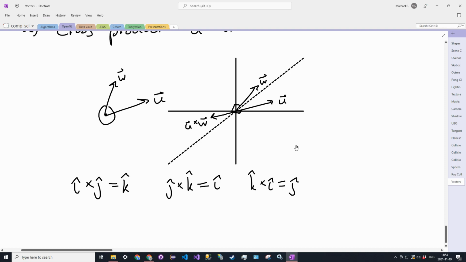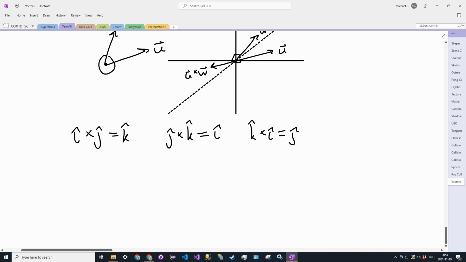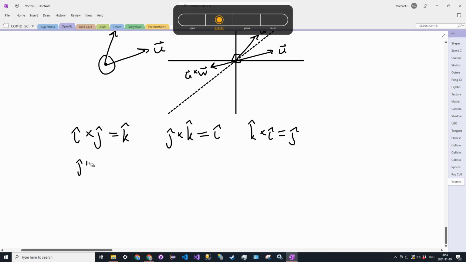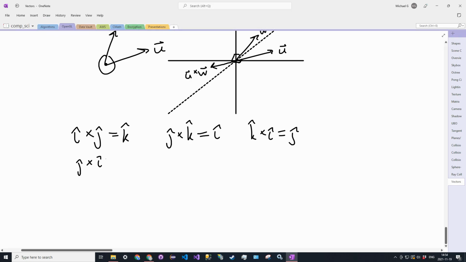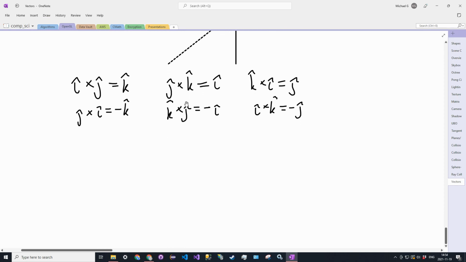And then another thing to note is that if you go the other way, so if we do j cross i, you're going to get the opposite. So j cross i is equal to minus k. k cross j is equal to minus i. And then i cross k is equal to minus j. Well, how do we know that it's going to be a negative? Well, there's something called the right-hand rule here.